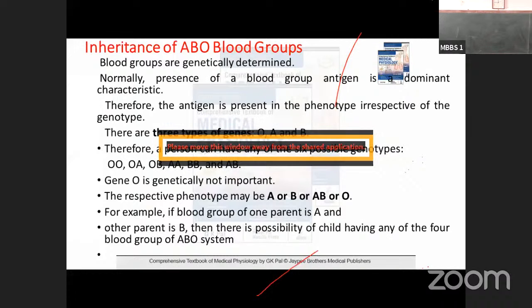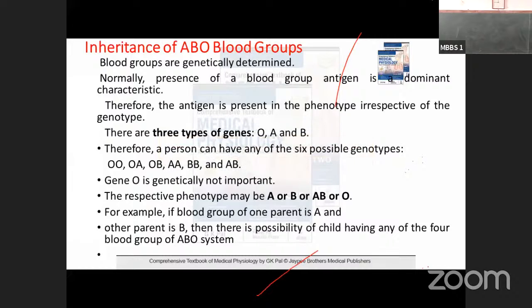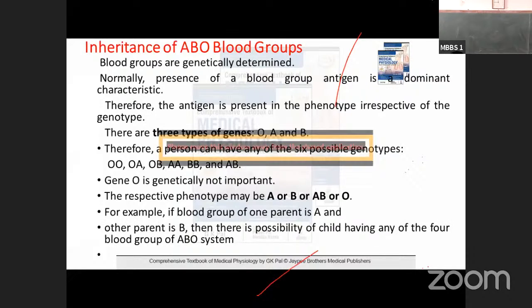Then inheritance of the blood group. These blood group antigens are dominant characteristics. Three genes are present in the blood groups: O, A, and B. If we see the genotype of A, B, and O, what is it? Suppose there are the three A, B, and O. What happens? It may be AB, it may be AO, it may be BO, or it may be AA.